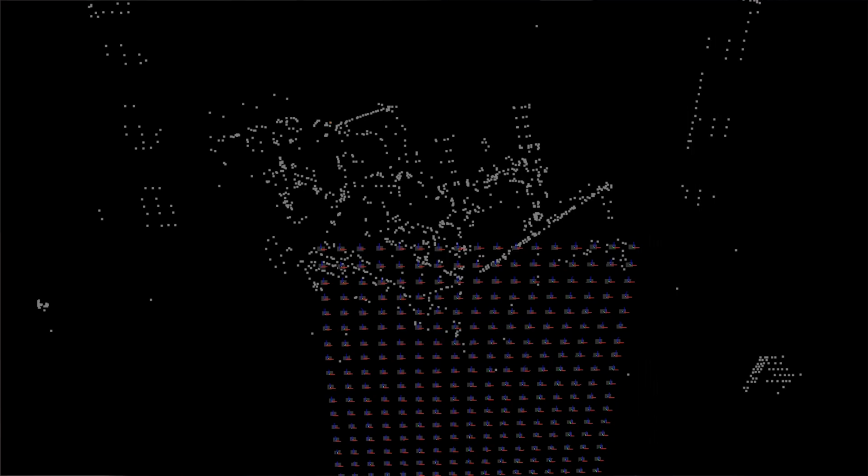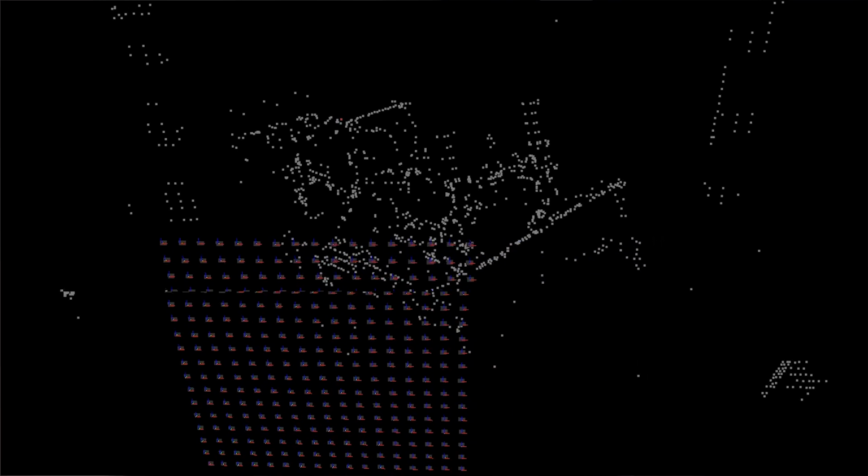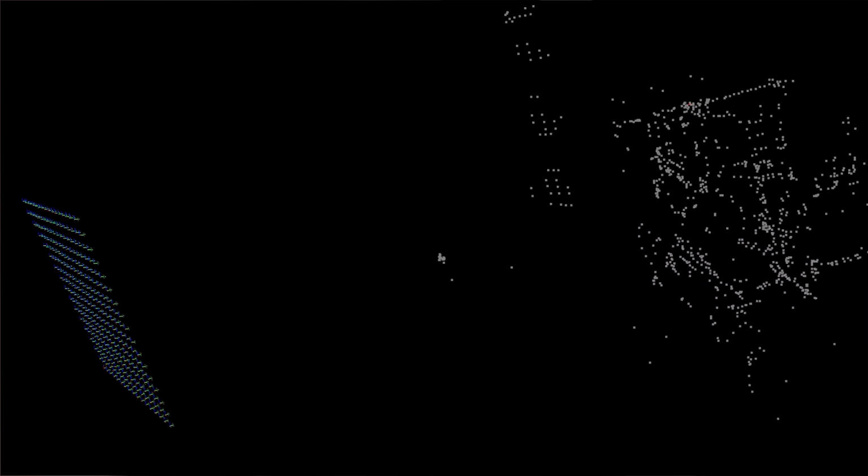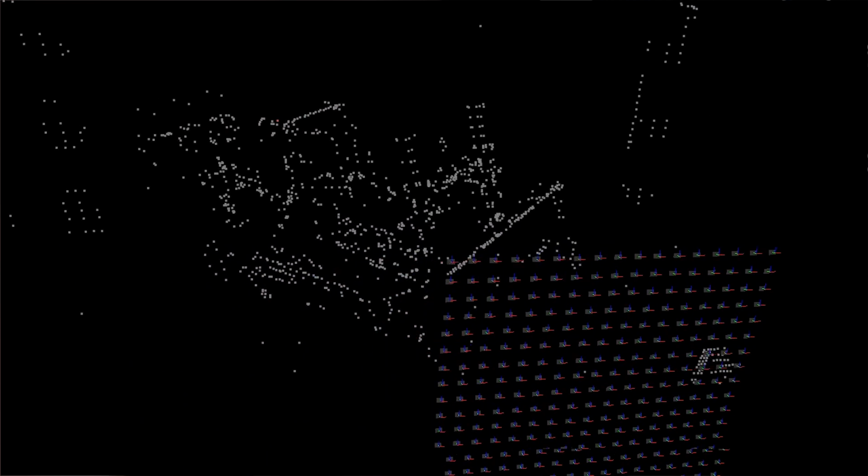Okay, the results look like this. So you can see in principle all the camera poses were nicely detected at the correct position in the grid. So it's actually pretty precise. And also the scene structure is reconstructed relatively well.